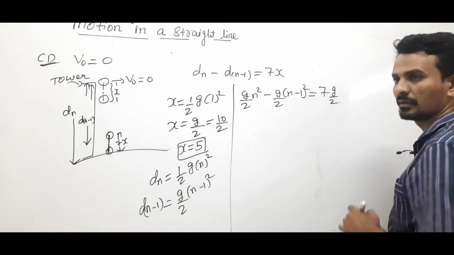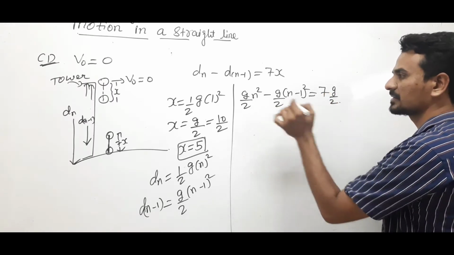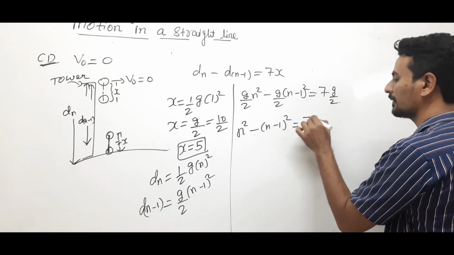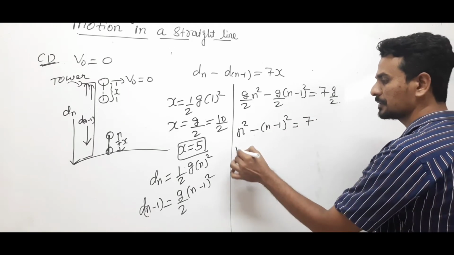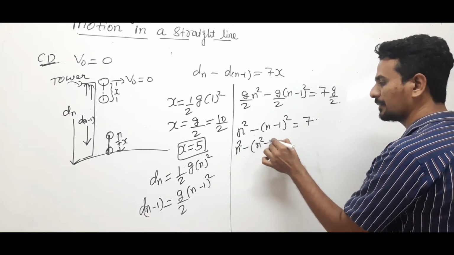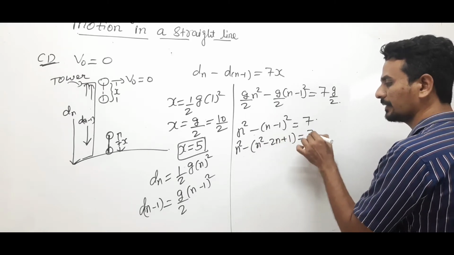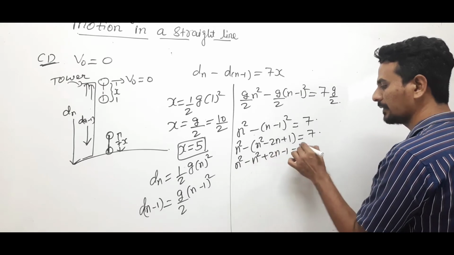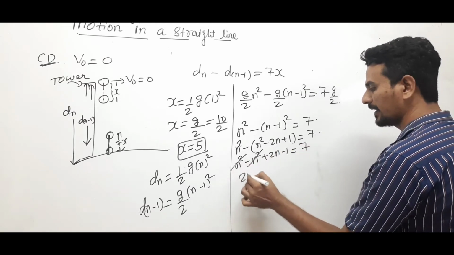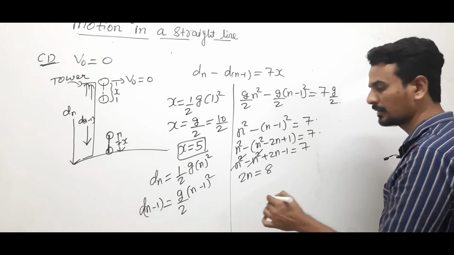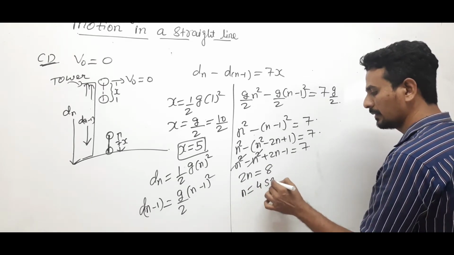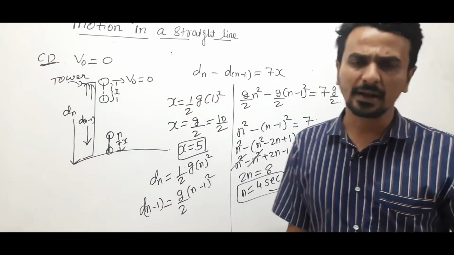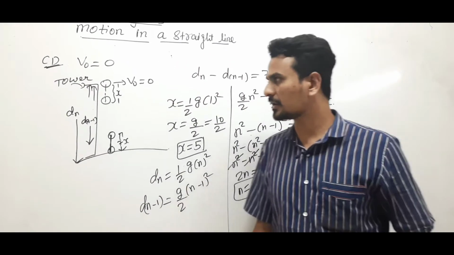So g by 2 can be taken common and will get cancelled. So n square minus (n minus 1) the whole square equals 7. So this will be n square minus (n square minus 2n plus 1) equals 7. Solve this: n square minus n square plus 2n minus 1 equals 7. So 2n equals 8, n equals 4. So the body takes 4 seconds to come to the ground. Clear? Okay, we'll solve another question.